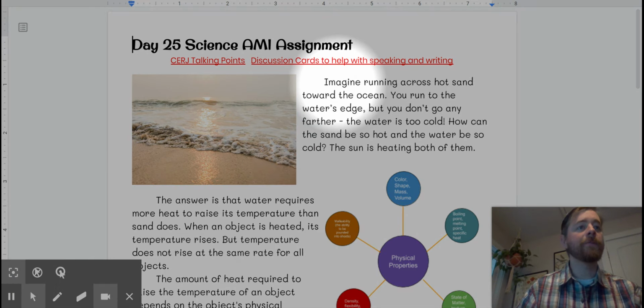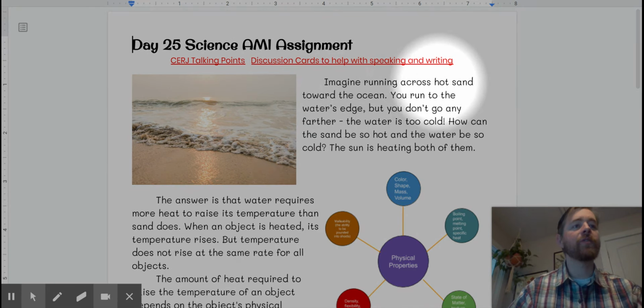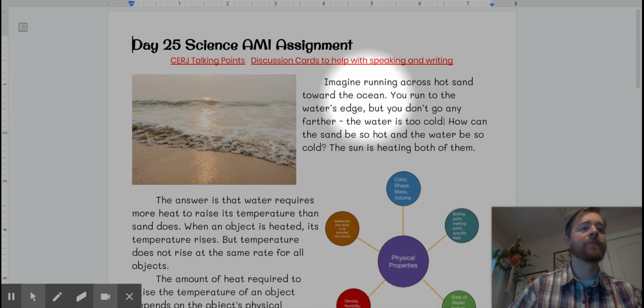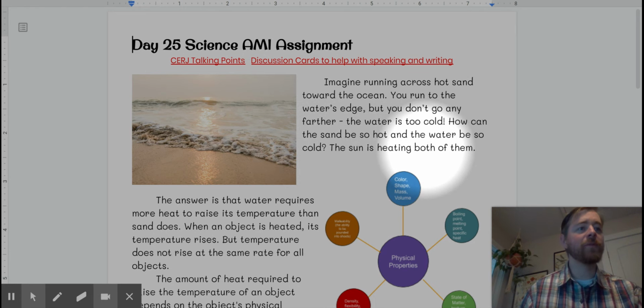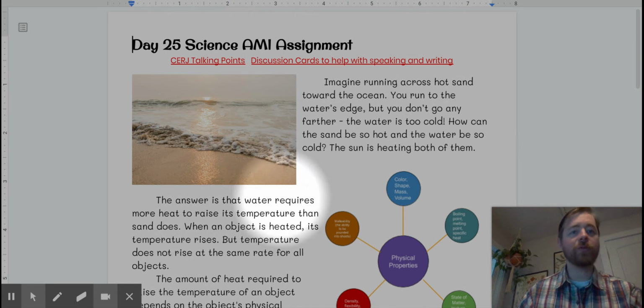Okay. So imagine this. Imagine you are running across hot sand towards the ocean. You run to the water's edge, but you don't go any further because the water is too cold. How can the sand be so hot and the water be so cold? The sun is shining on both of them. It's heating both of them. The answer is that water requires more heat to raise its temperature than sand does.